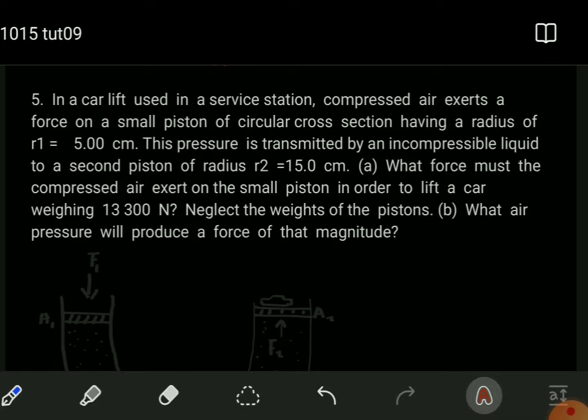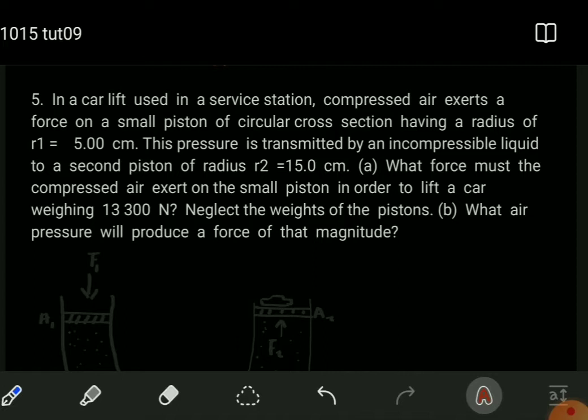Question 5 here is about incompressible fluids. For this type of fluid, if you apply pressure on one end, that pressure will go throughout the liquid up to the other end, because you cannot compress this fluid. Whatever pressure you apply on one end must be equal to the pressure on the other end.